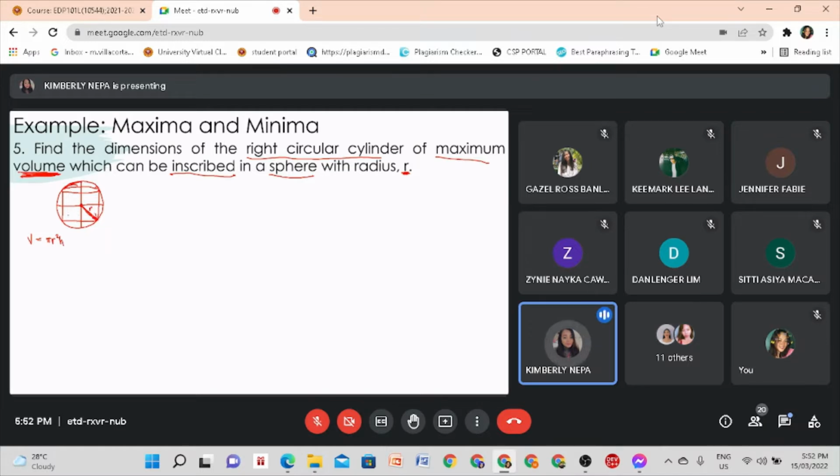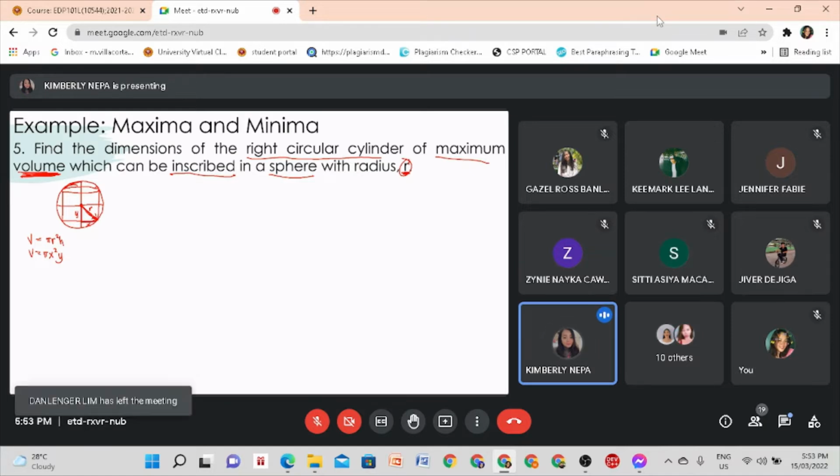So, possibly, this one equation, pwede po nato na i-change into V is equivalent to pi x squared y, correct? Yes, ma'am. Okay. So, H is represented as Y and R is represented as X. Para dili lang nato ma-incorporate si radius na given, which is R. Okay. So, from this, as you can see, kani is Y, kani is X, correct? Tama? Class? Yes po.